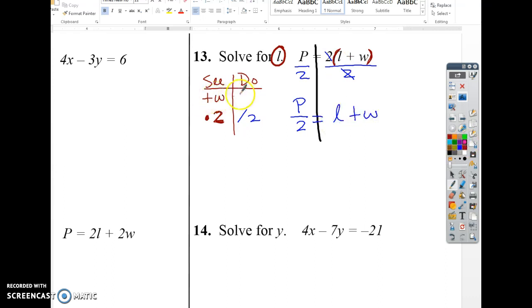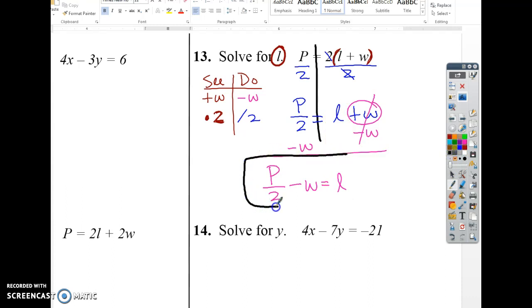And then the last step is to subtract W from both sides so that you can get rid of that. Minus W, cancel it, and read what it says, and then write it. So it says P divided by 2 minus W equals L. So this is your final answer.